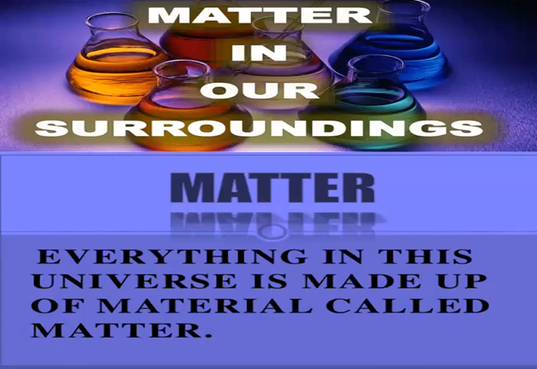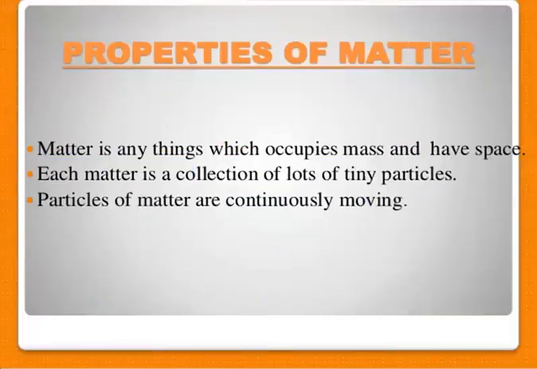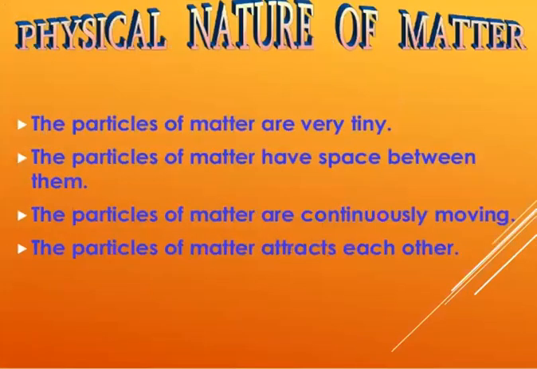So, in chemistry, we studied lessons 1 and 2, which are the portion for your online test. Lesson 1 is Matter in Our Surroundings. Everything in this universe is made up of material called matter. The properties of matter include that it occupies space and has mass. Each matter is a collection of lots of tiny particles, and particles of the matter are continuously moving.